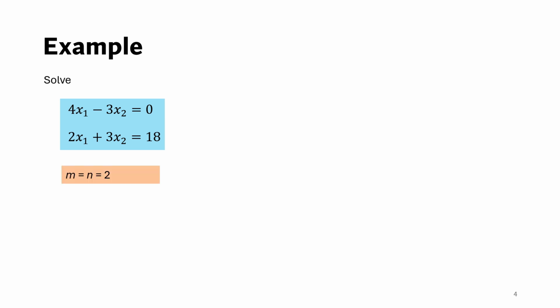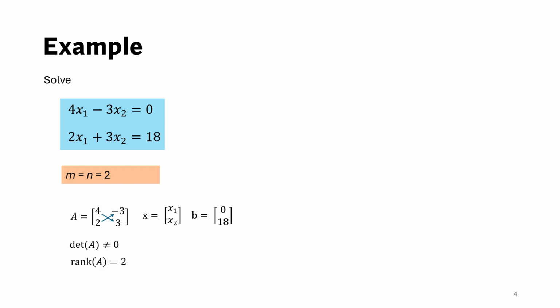We want to solve this system comprising two equations and two unknowns. We can write this system in matrix vector form, and we can easily compute and see that the determinant of A is non-zero. For a 2 by 2 matrix, the determinant is calculated by subtracting the product of the off-diagonal elements from the product of the diagonal elements.